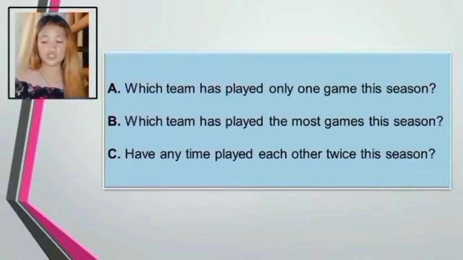Letter B, which team has played the most games this season? It is the Titans, Giants, Yankees, AS, Expos, and Rangers. And letter C, last, have any teams played each other twice this season? The answer is there is no such time in that season.